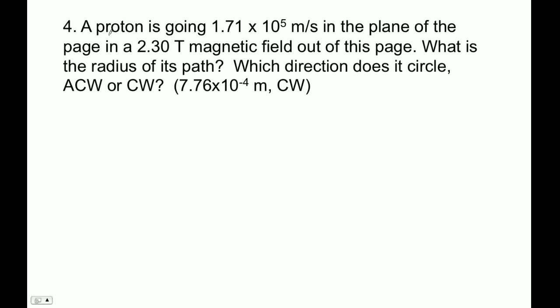Okay, so on this problem, you want to see what kind of particle it is. This is a proton, so it's positive. Protons are positively charged, right? And it's moving up the page, right? And ultimately what's going to happen is that it's got a magnetic field out of the page, right?